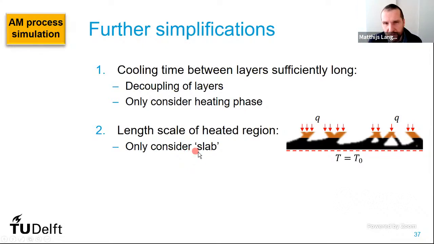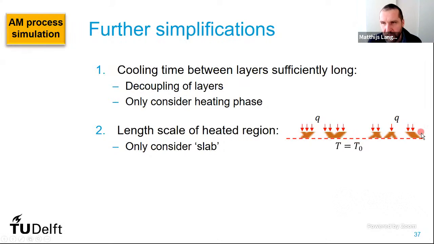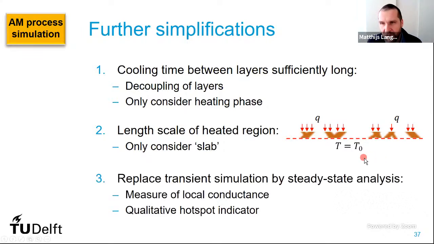Then if you look at how heating works, the temperature only affects a local region. It takes some time to progress through the part and heat up another region. So actually there's a limited length scale related to the thermal effect. By taking that into account and only considering a so-called slab, a collection of layers that is relevant for the thermal response, we can speed up the computation quite a lot by leaving out the rest of the part that is not relevant.